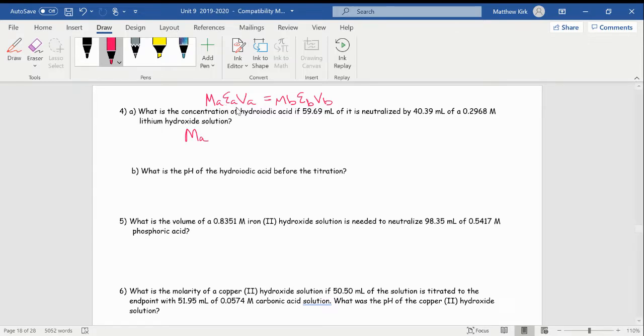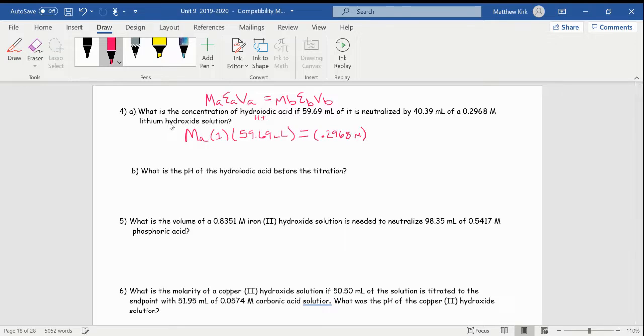EA. How many acids are there? It's hydroiodic. Again, review our naming real quick. That's HI, so our acid equivalence is 1. Our volume of the acid, 59.69 milliliters of our acid. Good. For the other side, our molarity of the base, 0.2968 molar, it says lithium hydroxide.